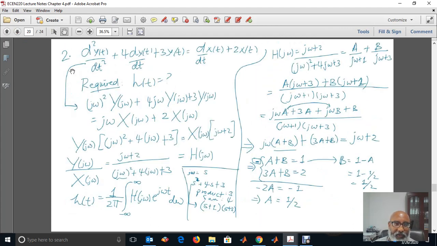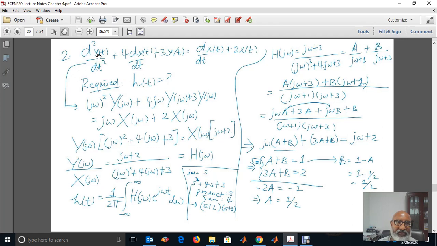Okay, now let's continue. Now we have another system. The second derivative of y plus 4 dy/dt plus 3y(t) is equal to the first derivative of x(t) plus 2x(t). If you see this differential equation, it is second order because I have a second derivative here. a0 is 3, a1 is 4, and a2 is 1, and so on. So what is the problem? The problem is to find h(t).